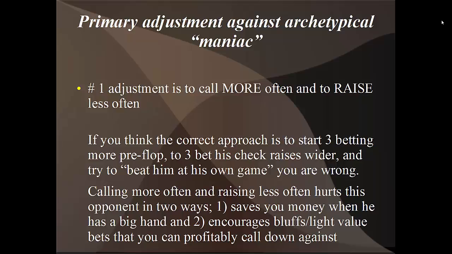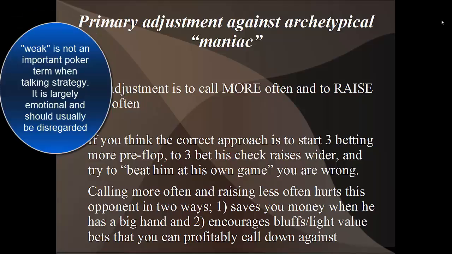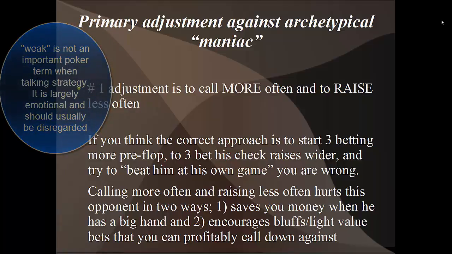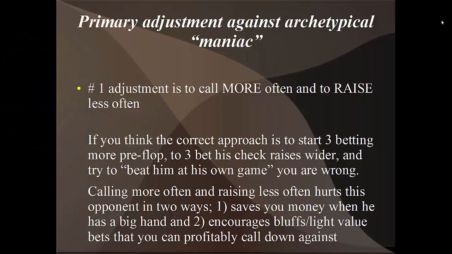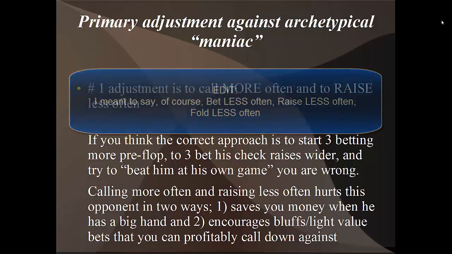If you're one of these people that preaches or thinks that the correct adjustment is to start 3-betting wider, to open up a light 4-bet range and a bluff range, and to get into this mode where you're fighting fire with fire to, quote, not seem weak, or, quote, not let your opponent run you over, you're missing out on some opportunities for very easy profit. The number one adjustment, again, is simply to raise less often and call more often. So you want to bet less often, call more often, do less folding, but do less raising. And that is the way to really hurt a player who's maniacal or very loose and aggressive.